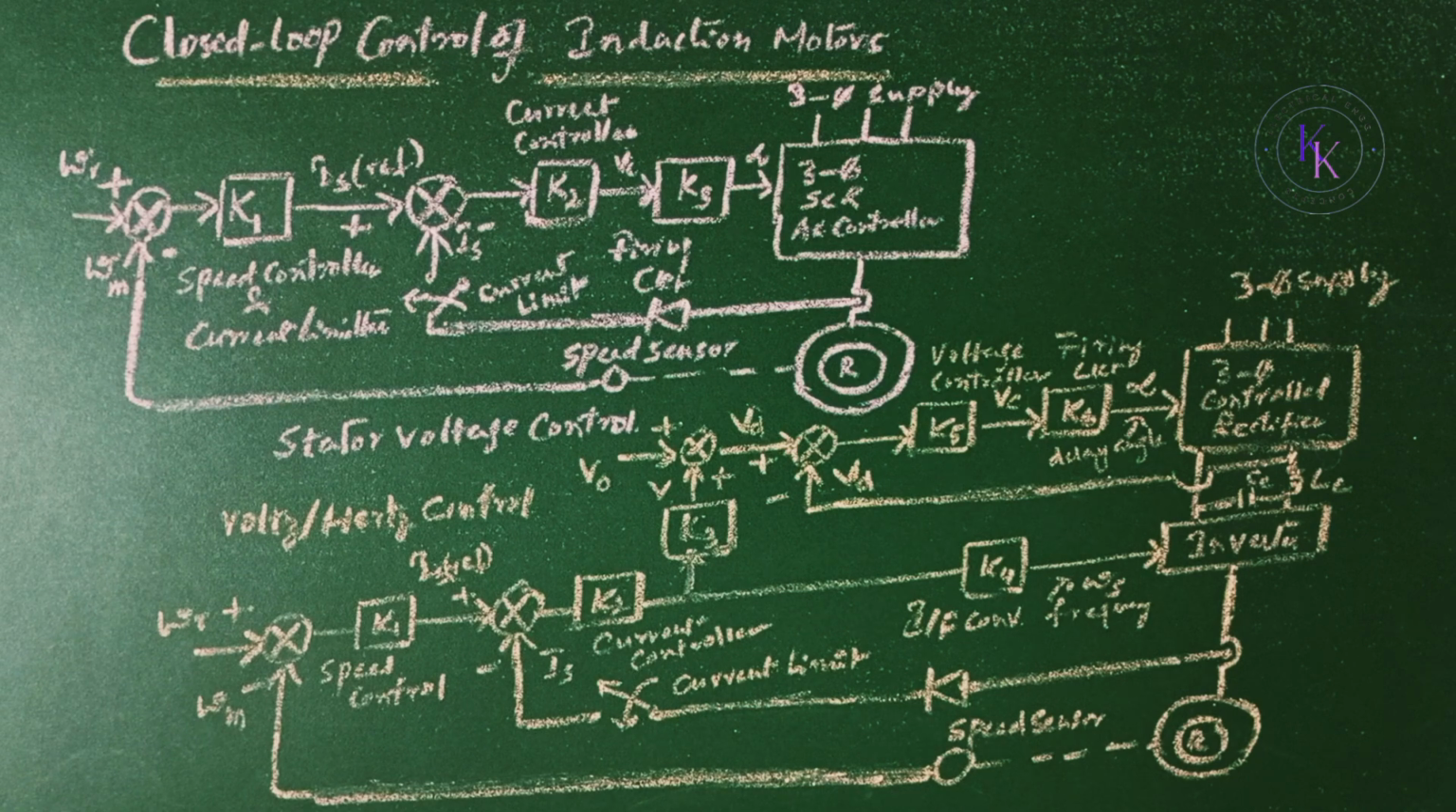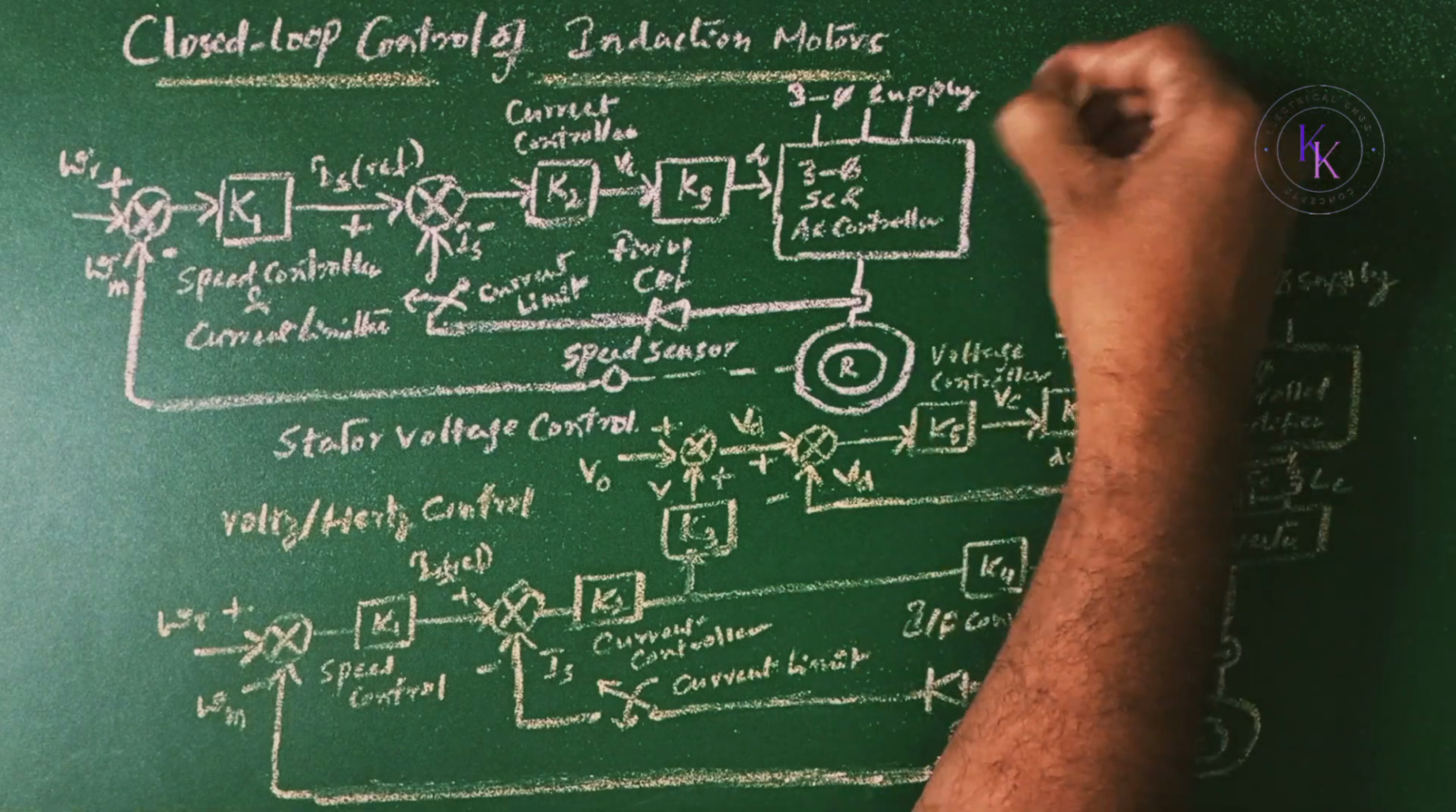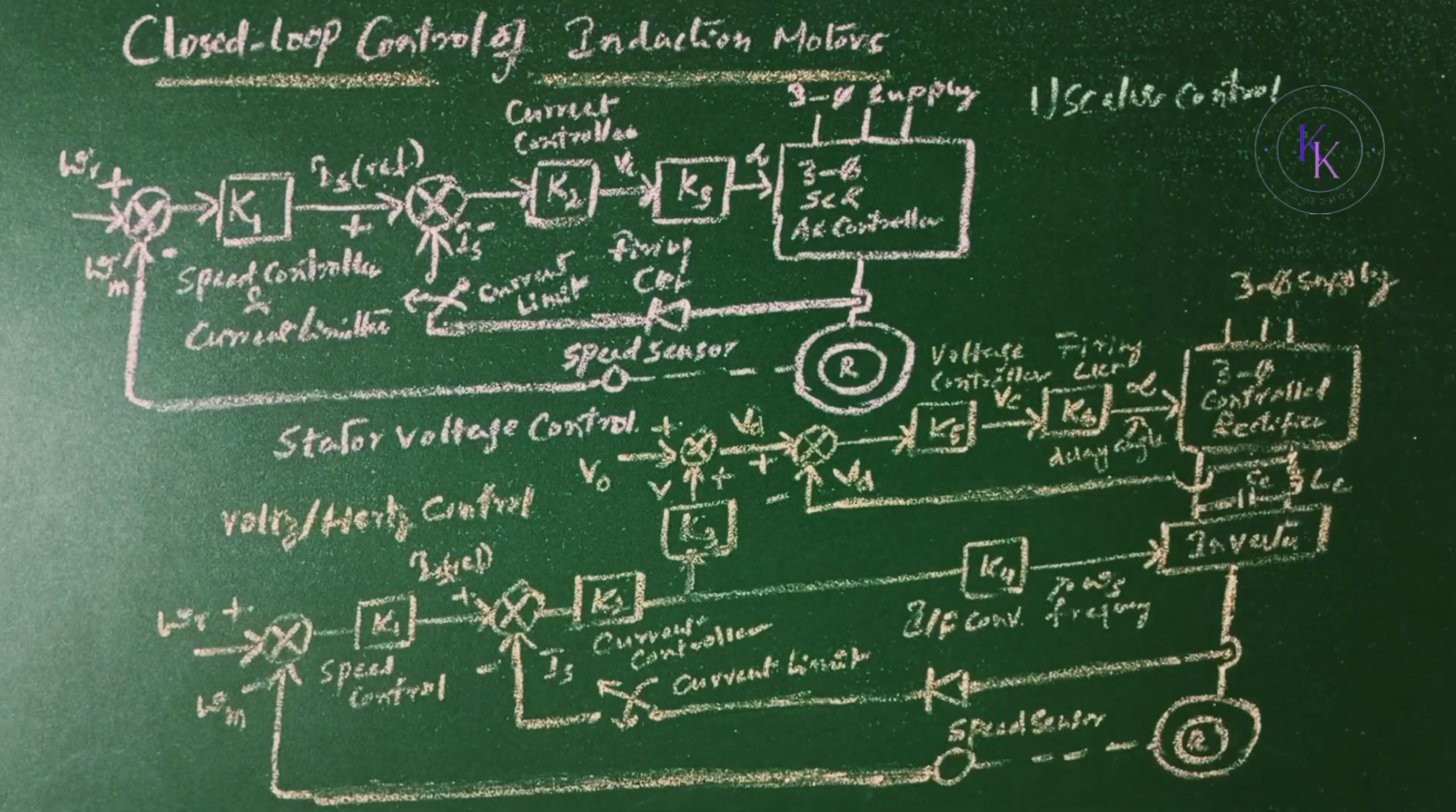Closed loop control of an induction motor. A closed loop control is normally required in order to satisfy the steady state and transient performance specifications of AC drive. The control strategy can be implemented by the first one, scalar control, where the control variables are DC quantities and only their magnitudes are controlled.